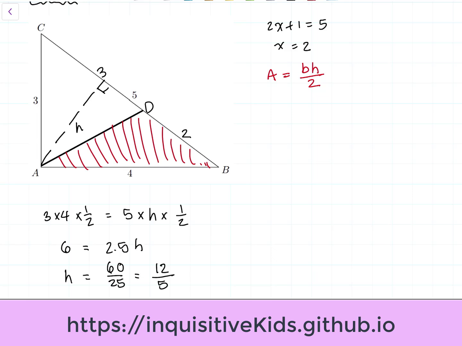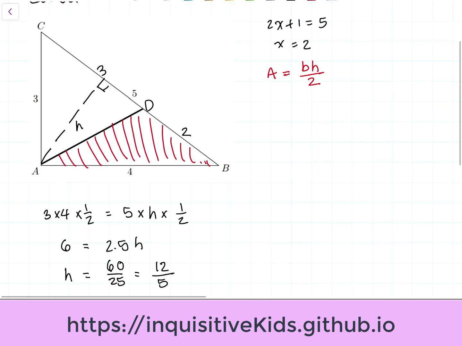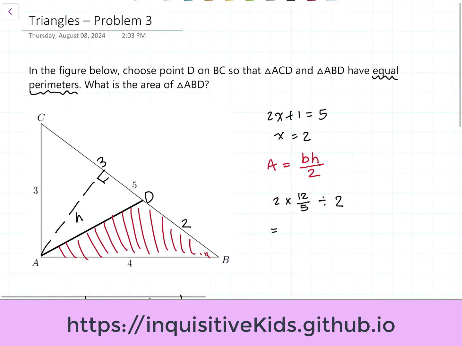H, also now returning to this triangle over here, triangle ABD, is the height corresponding to its known base, which is 2. So now we can use the formula. 2 times 12 over 5 divided by 2. This gives us 12 over 5, so the final answer for the area of triangle ABD is 12 over 5. Now this is the final answer to our problem.